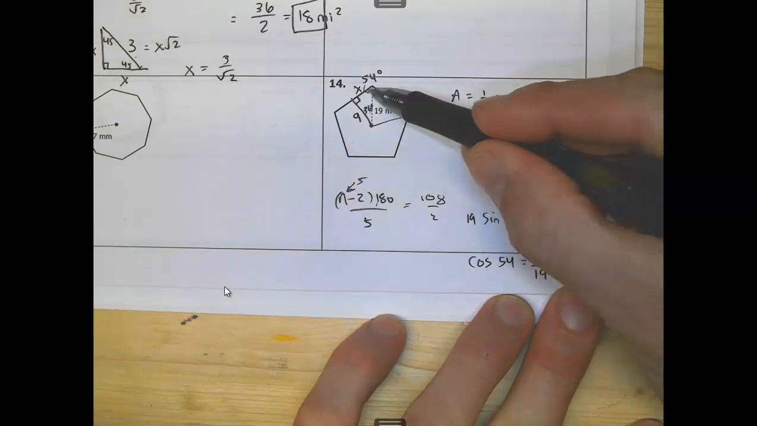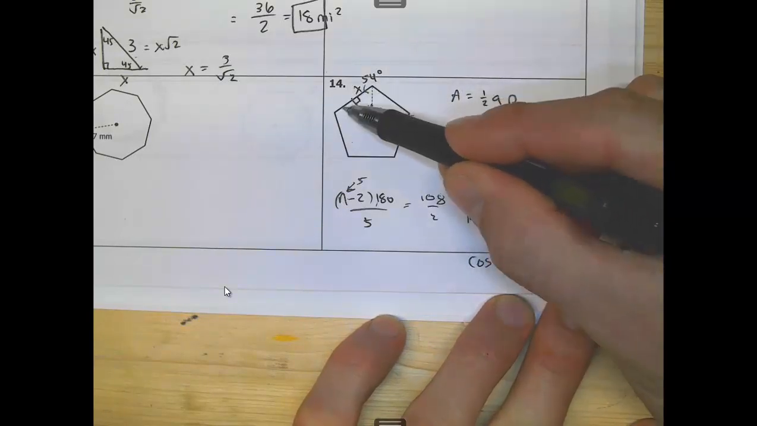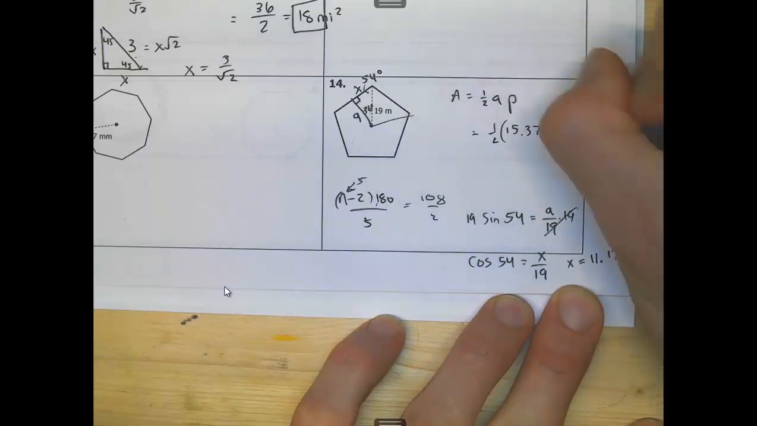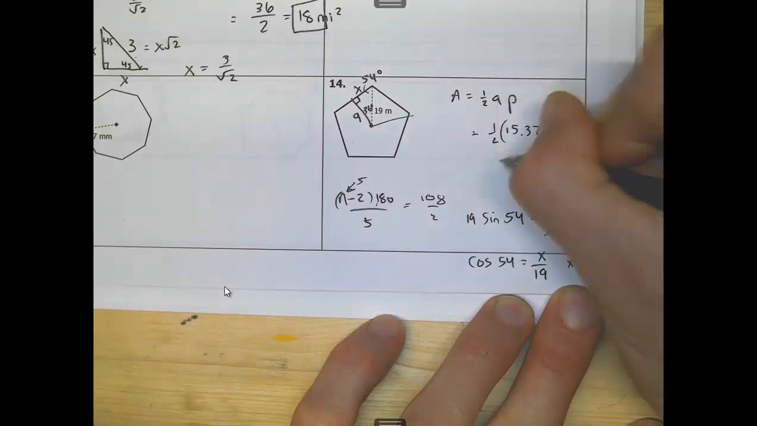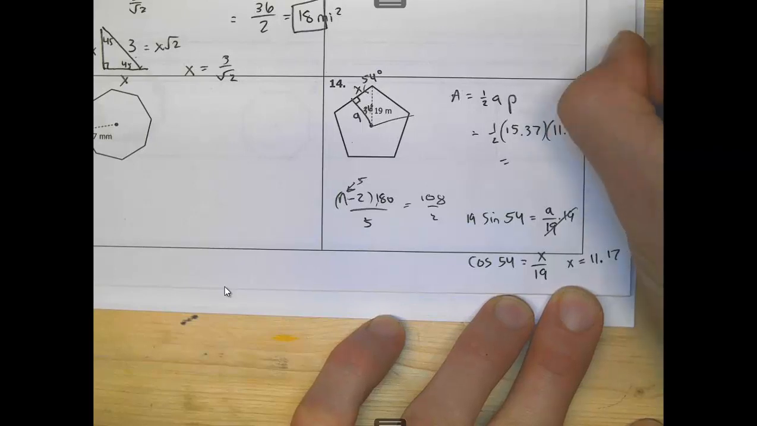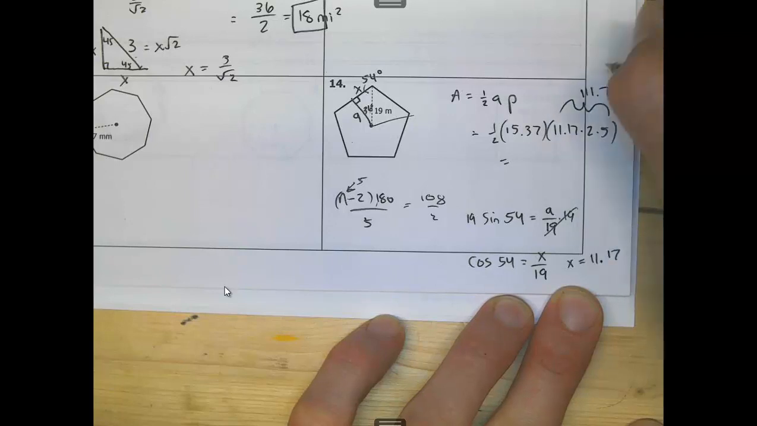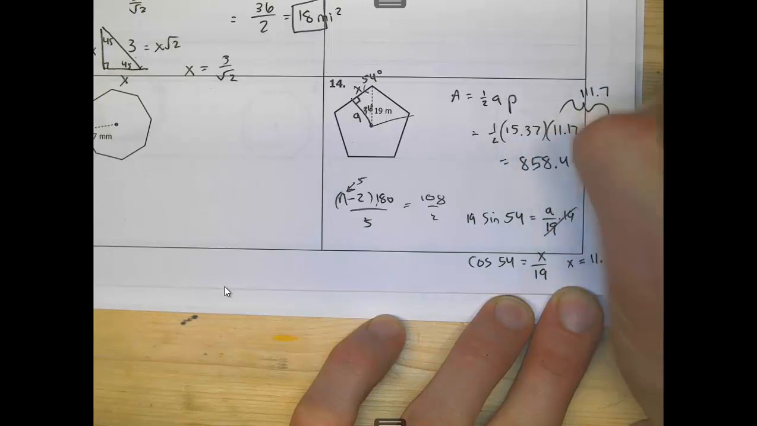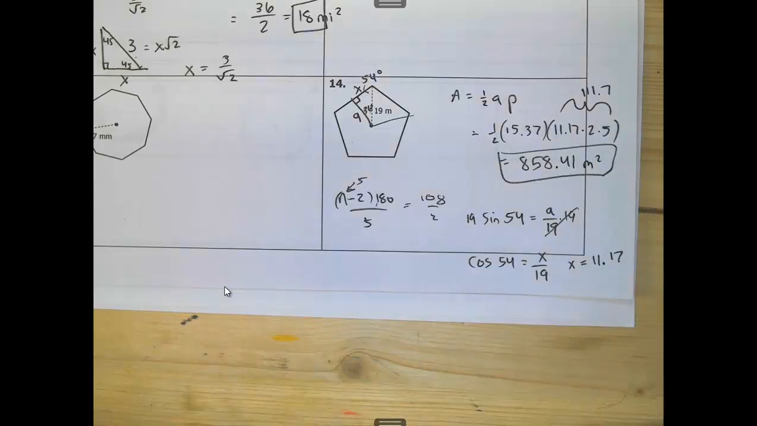So I do need to multiply that by 2 and then by 5 to get the total perimeter. So I'm going to take that 11.17, multiply it by 2 and then by 5, or by 10, and that gives you the entire perimeter of 111.7. But if you multiply it all out, you get the total area of 858.41 square meters. All right, I hope this video helps, and once again, let us know if you have any questions.